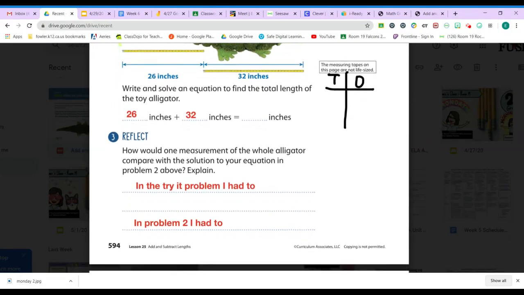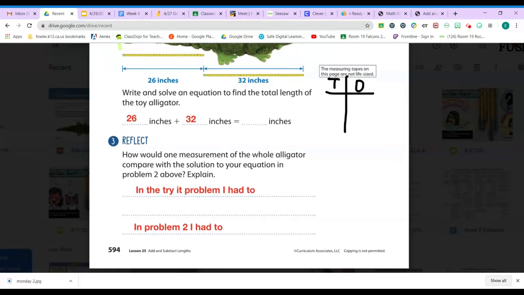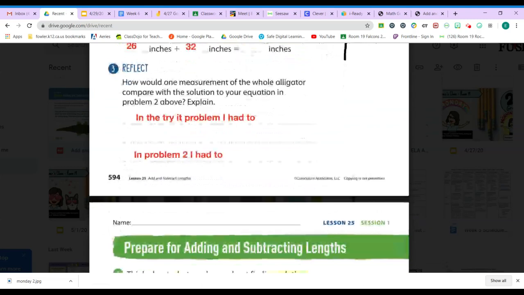Number 3, how would the measurement of the whole alligator compare with the solution to your equation in problem 2? So you're going to say in the try it problem, what did you do in the try it problem? And then you're going to tell me what you did in problem number 2. So in problem number 1, I had to blank. In problem 2, I had to blank. All right, go ahead and get that one.